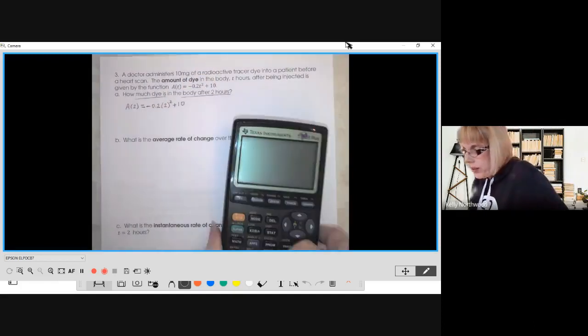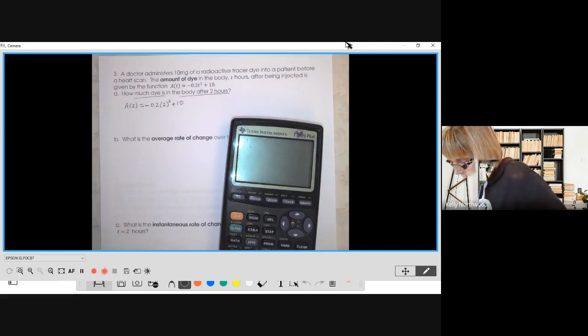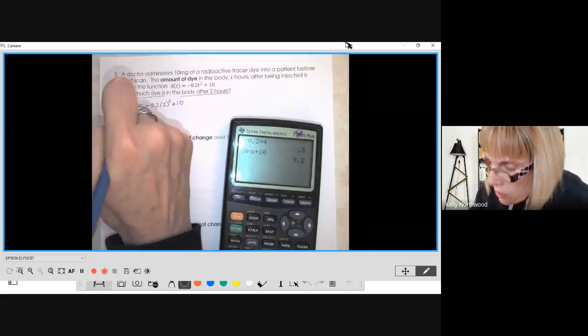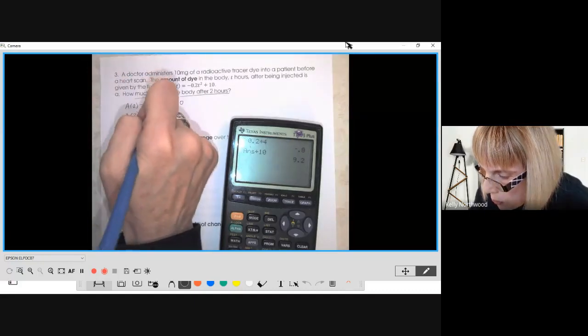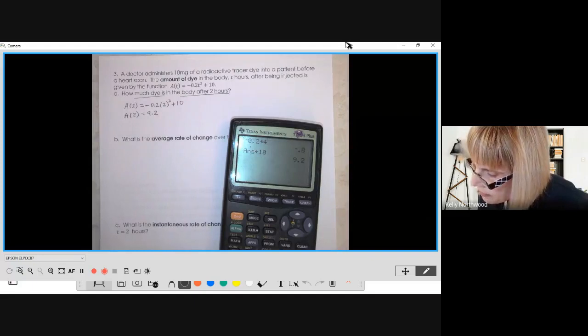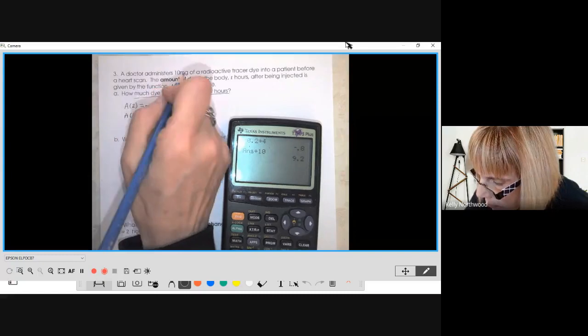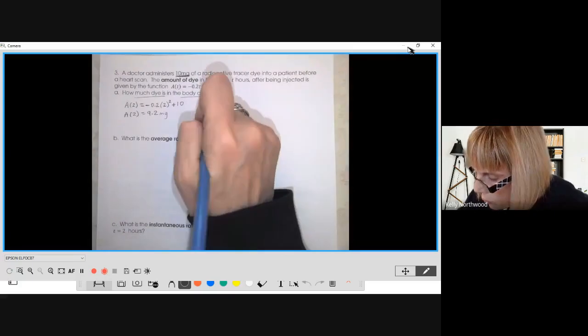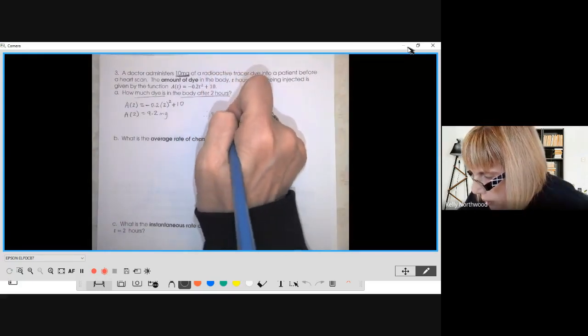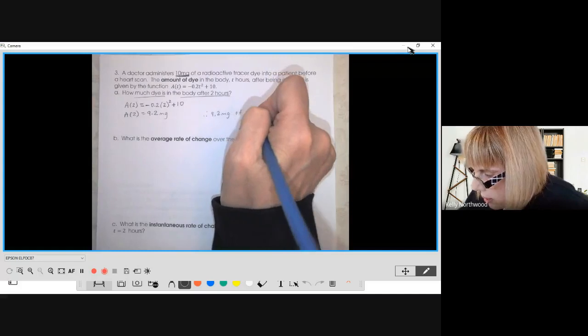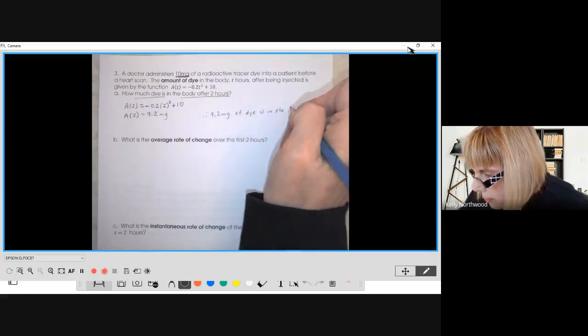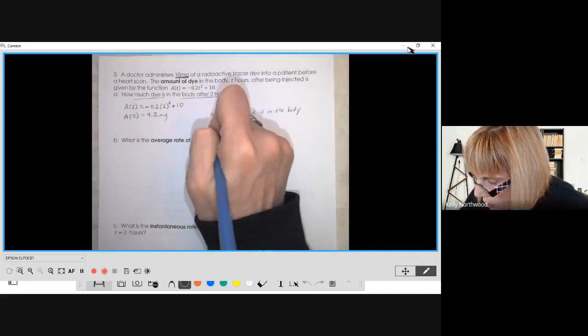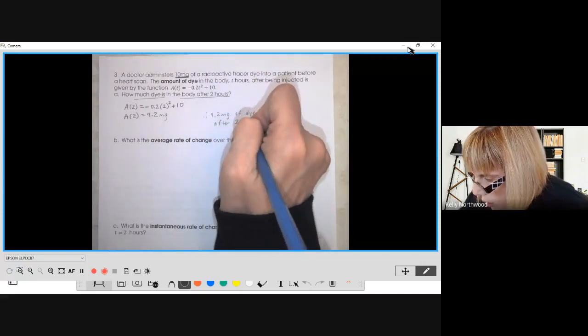And that's just a calculation. So that's 9.2. A at 2 is 9.2. And then look for units. Milligrams. Going by the question there. So how much dye is in the body? Therefore, 9.2 milligrams of dye is in the body after 2 hours.